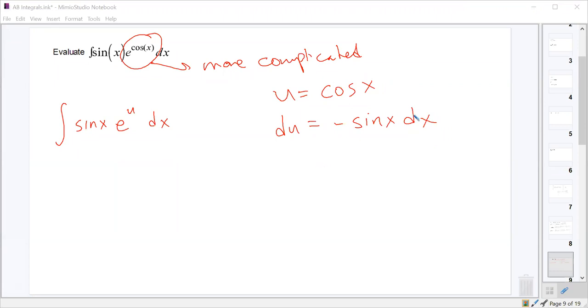So if we could replace a negative sine x dx with a du, we would then have an e to the u du in here that we could easily integrate. But the problem is we don't have negative sine x dx, do we? We only have a sine x and a dx. So how can we solve that problem? Can I just put a negative sign in here? No, I can't just put a negative sign in there unless I do what?